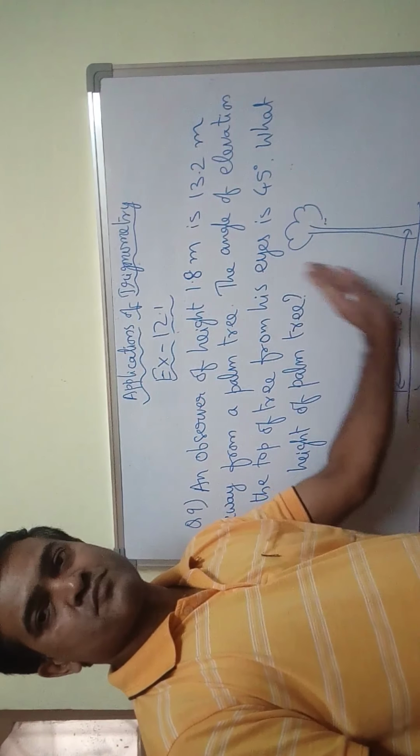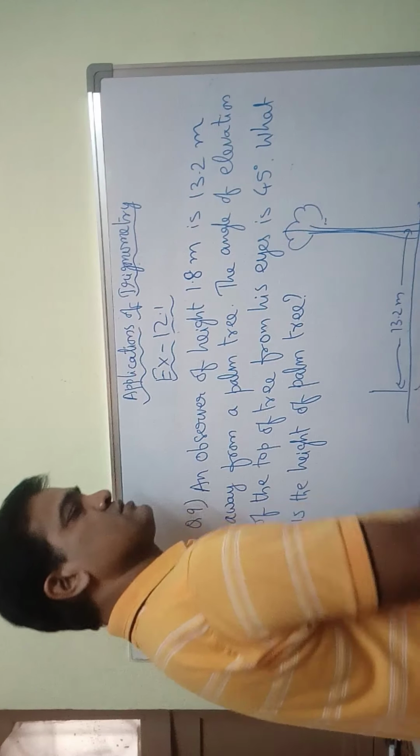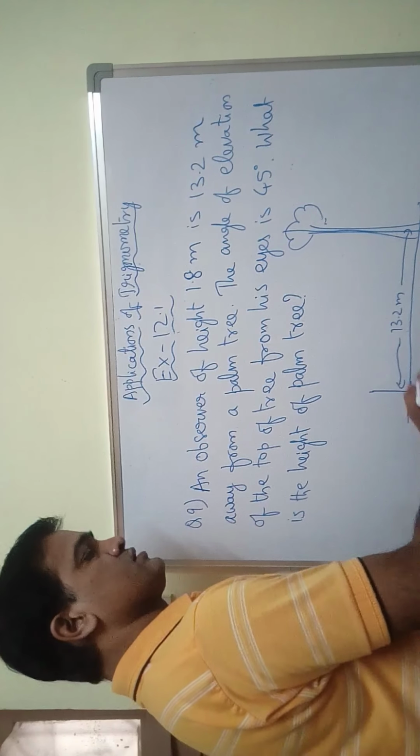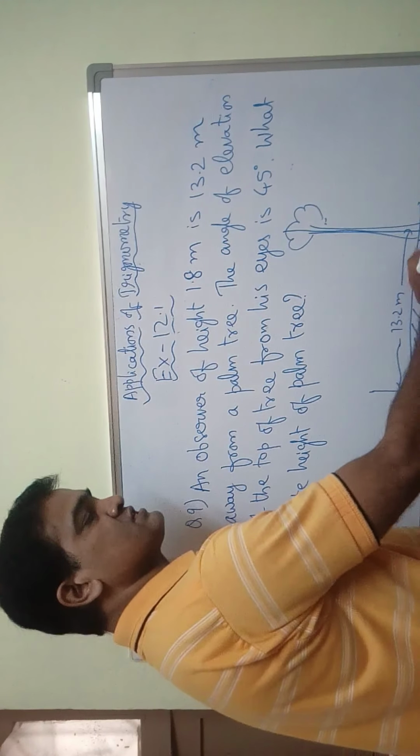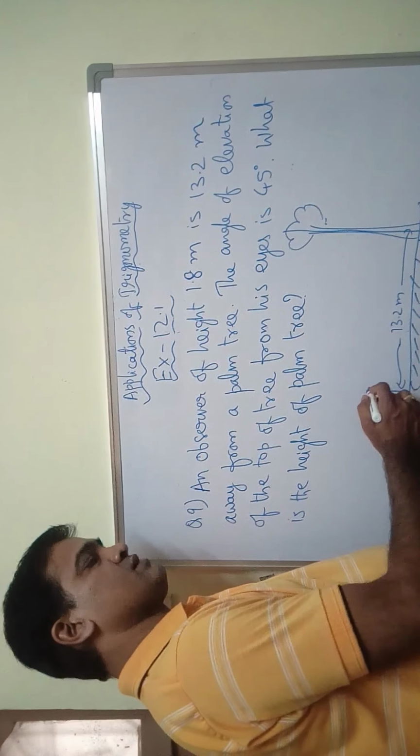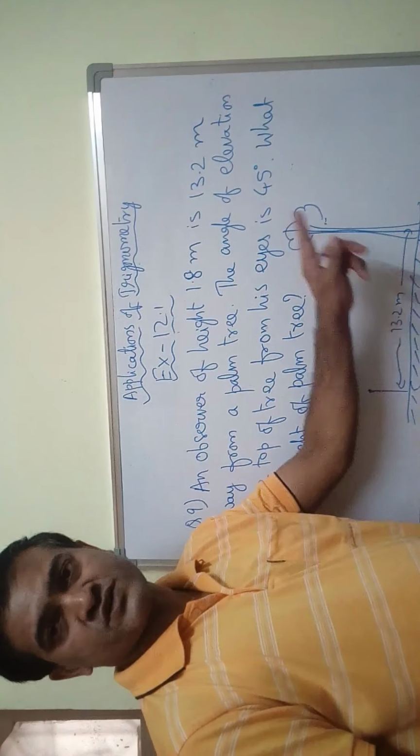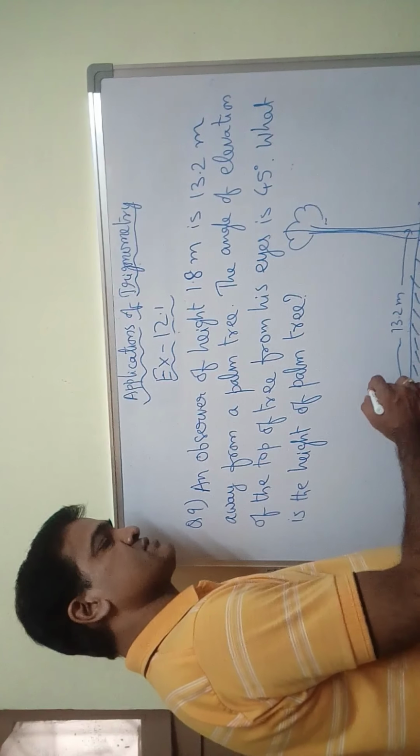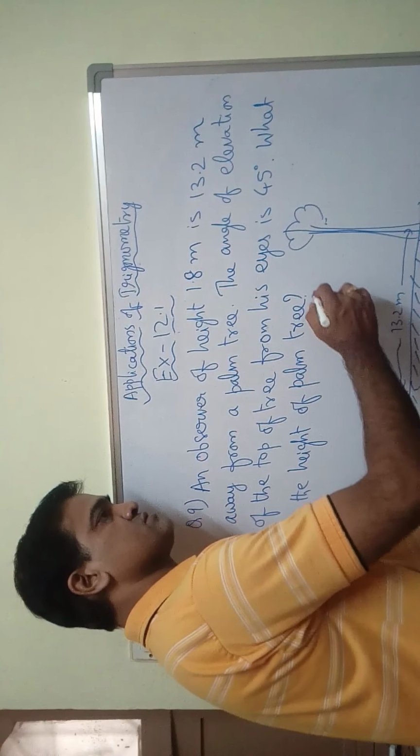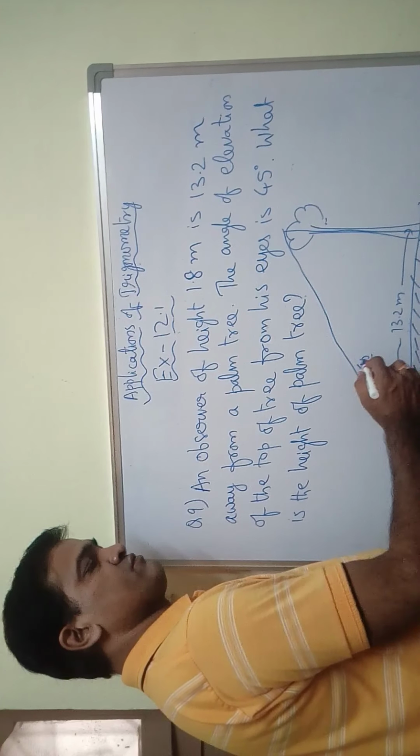So assume that this palm tree is vertical. Let me draw a straight line like this, which makes an angle of 90 degrees with the ground. So this is the ground. The observer is also making an angle of 90 degrees with the ground. From the observer's eye, when he is looking at the top of the palm tree, it makes an angle of 45 degrees with the horizontal line. So this is the top of the palm tree, and here this angle is given as 45 degrees.